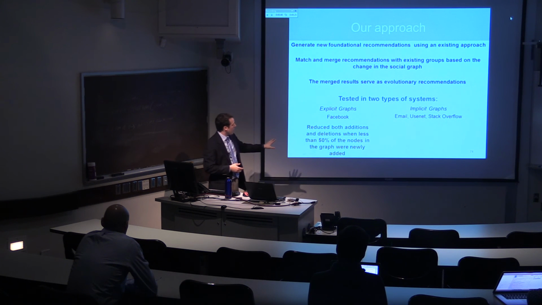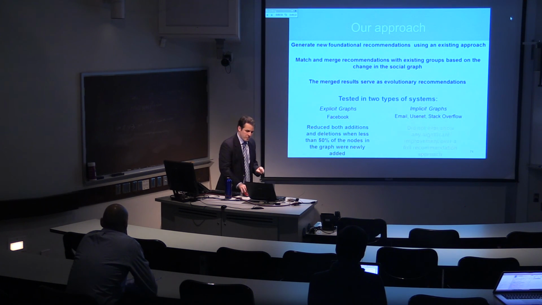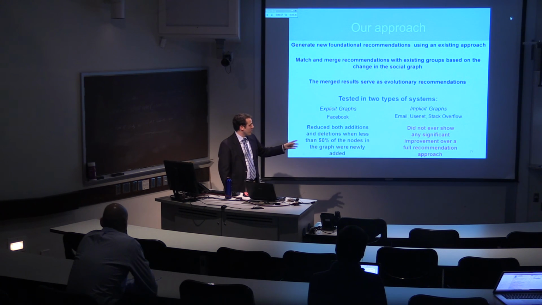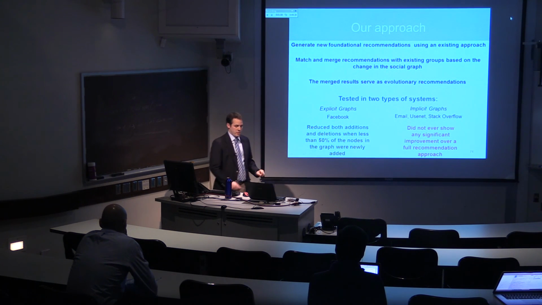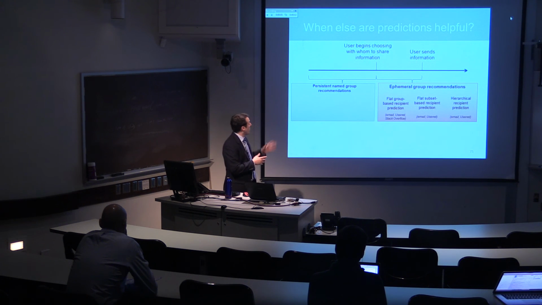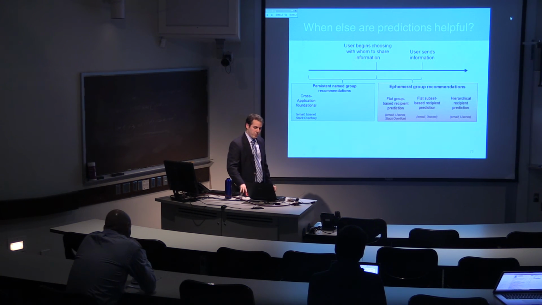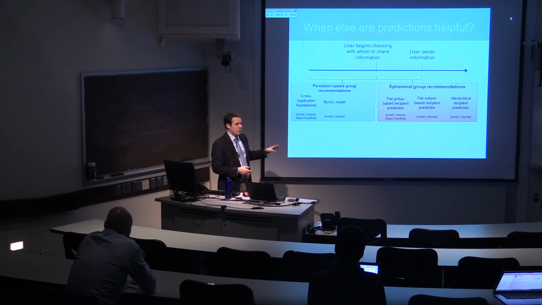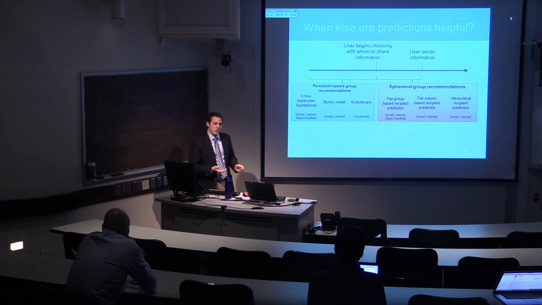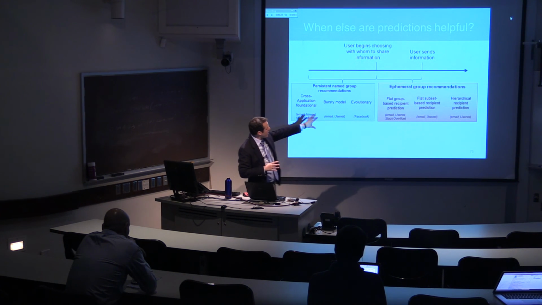In the explicit graph case, we found that we reduced both additions and deletions when less than 50% of the nodes in the graph were newly added. However, we did not ever show any significant improvement over a full recommendation approach in the implicit graph case. So we've now added more to our timeline of persistent name group recommendations, where we've shown cross-application foundational recommendations are helpful in email, Usenet, and Stack Overflow. We've shown that the Bursty Model can be helpful in email and Usenet, and that the evolutionary approach is helpful in Facebook. So finally, we want to address this last bit of the timeline.